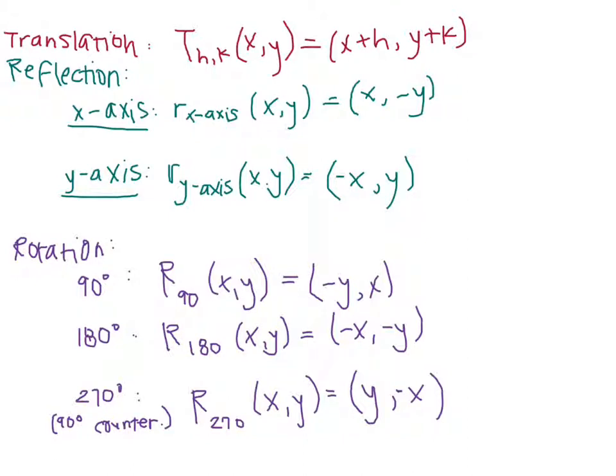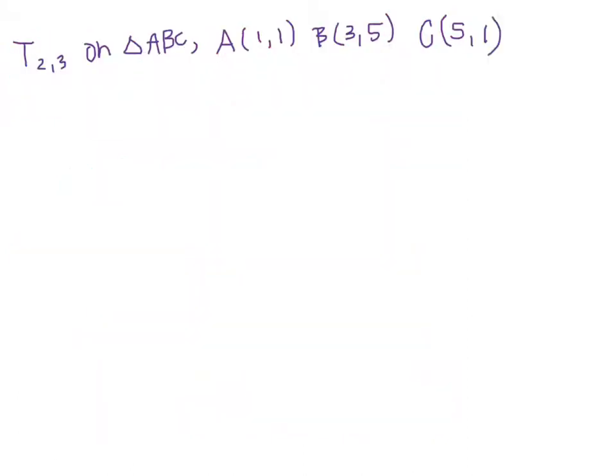So let's take these 6 different rules and 6 different notations and apply them to some examples. Our first example, we're going to take the translation of 2, 3, so horizontal shift of 2, vertical shift of 3. And we're going to apply that translation on the triangle ABC with the points A at 1, 1, B at location 3, 5, and C at location 5, 1.